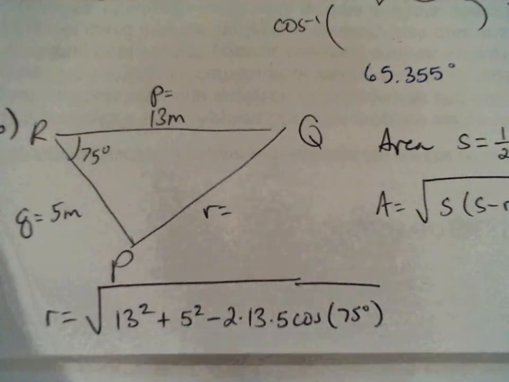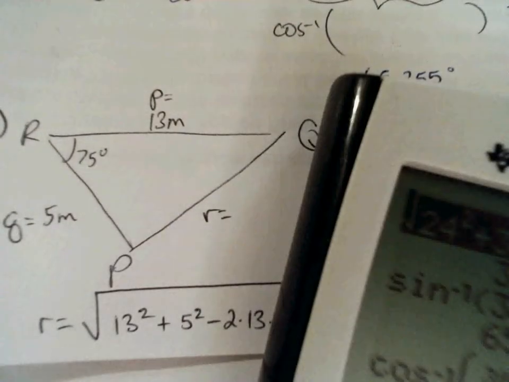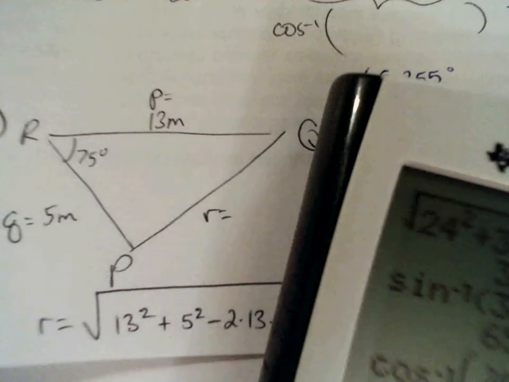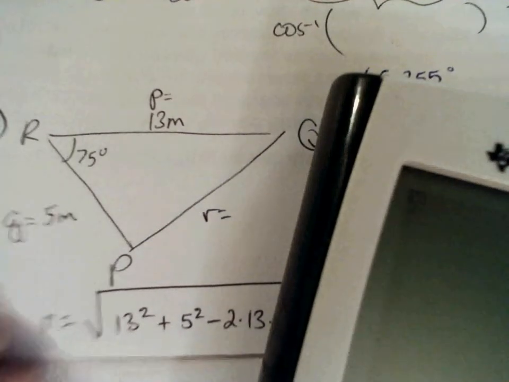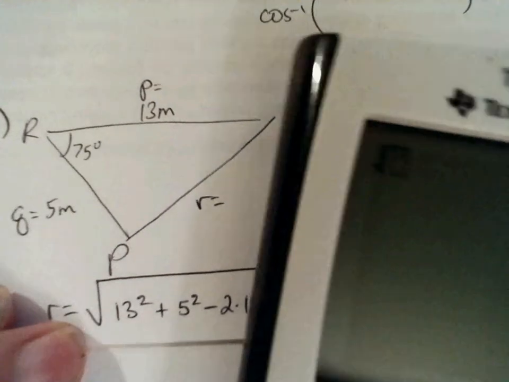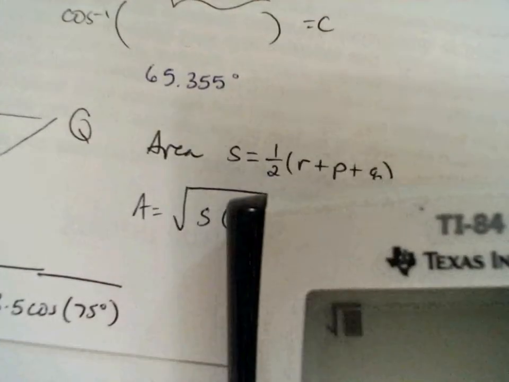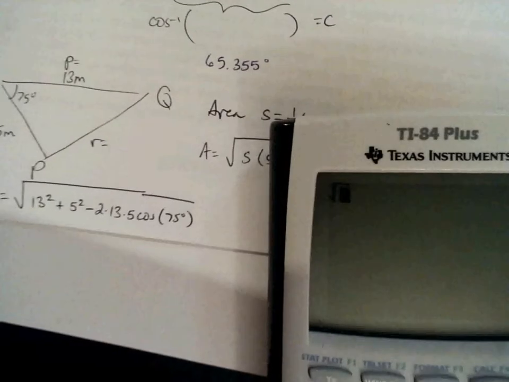So I just use law of cosines. That's my A, B, and C, if you will. And I'm going to type that in and I get R. And once I know R, then I can do Heron's formula with it. Okay? So the square root of 13 squared plus 5 squared minus 2 times 13 times 5 times the cosine of 75.